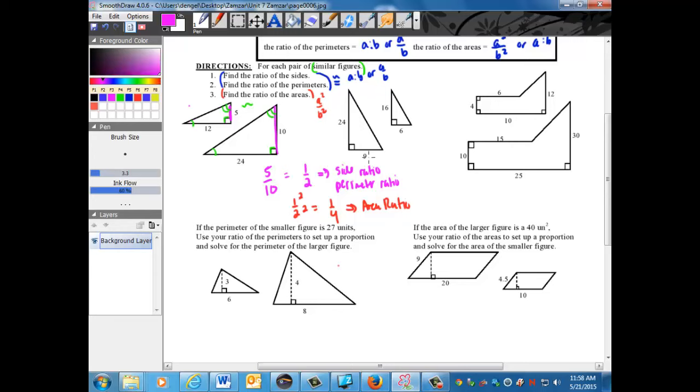Alright, next problem. Let's start, I guess we'll use our smaller numbers. We'll do the base of 9 and 6. So we reduce 9 over 6, we get 3/2. And so again, 3/2 is our side ratio. I'll put SR, and it's also our perimeter ratio, or PR. Alright, we have 3/2. And then we're also asked to find the ratio of the area. We take 3/2, we square it, and we get 9/4. And so that would be our area ratio.